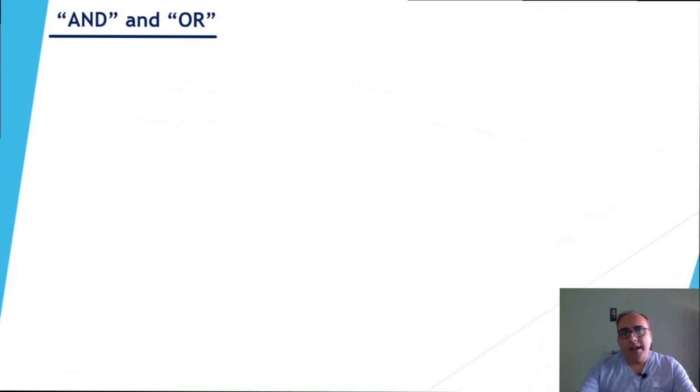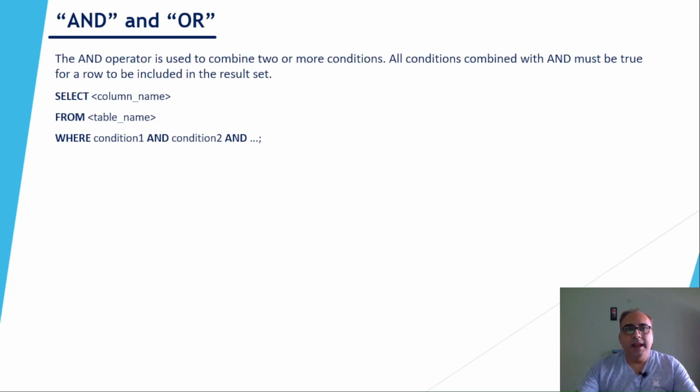So let's talk about AND and OR operator first. Basically the AND operator is used to combine two or more conditions. All conditions combined with AND must be true for a row to be included in the result set. What it means is that if we are putting an AND condition, then we'll have to make sure that whatever different conditions we have put within the WHERE clause, all those conditions have to be true. Then only your query will retrieve the result set. Otherwise, it will not retrieve the result.